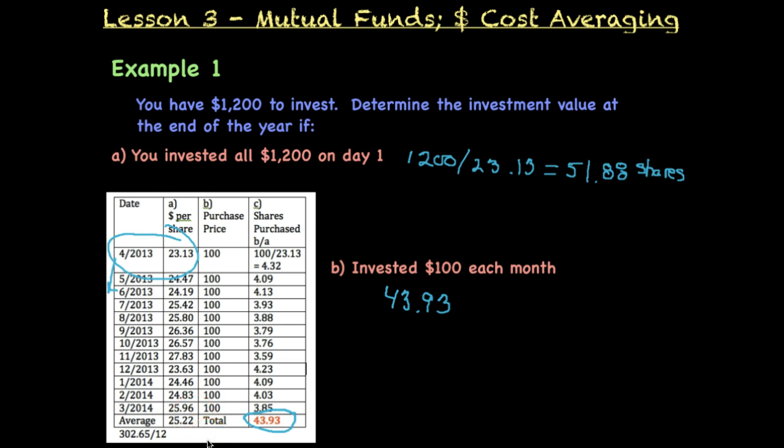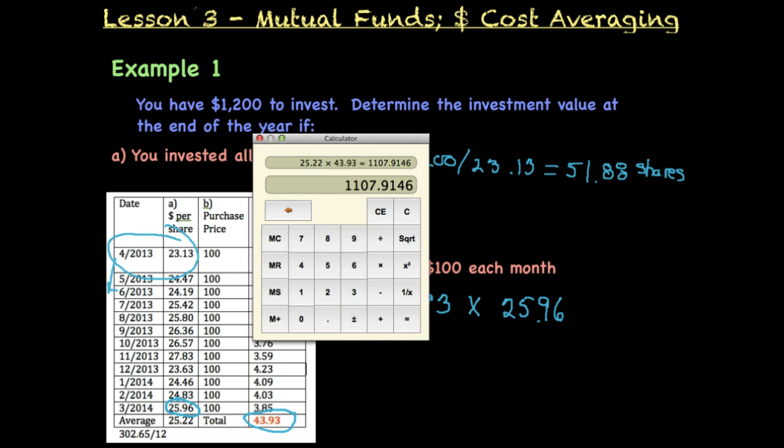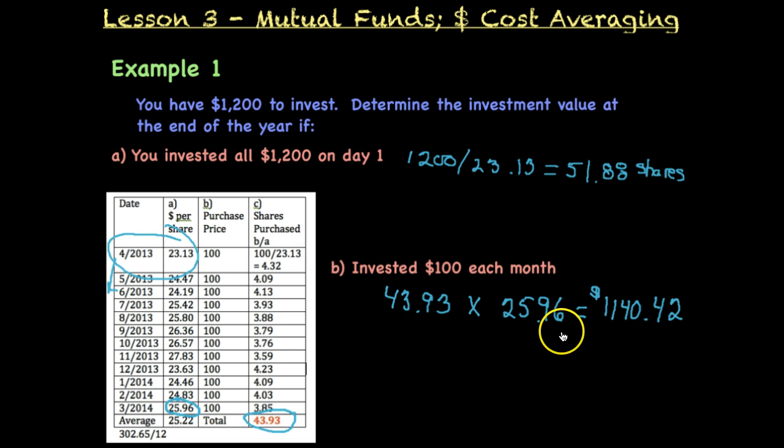Now let's figure out what my investment is now worth after a year. So I own 43.93 shares, and all I have to do is multiply by the price per share on that date, which is $25.96. When I do that, I get $1,140.42. So that's a little bit of a loss compared to the $1,200 that I started with.